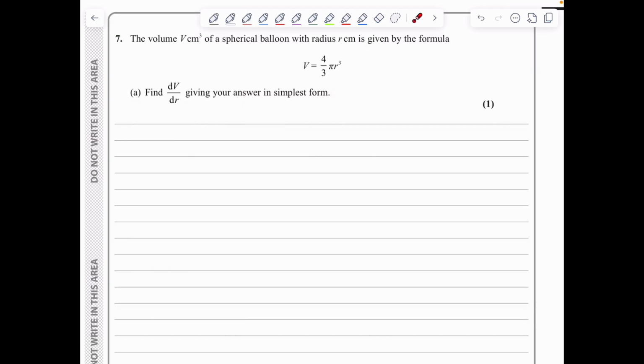In question 7, we are told that the volume V cubic centimeters of a spherical balloon having a radius of r centimeters is given by the formula V = 4/3 πr³, and we need to find dV/dr, giving our answer in its simplest form. So I will be differentiating V with respect to r. So we're looking at 4/3 times 3πr². Obviously, the 3 with the 3 will cancel out, leading to an answer of 4πr².